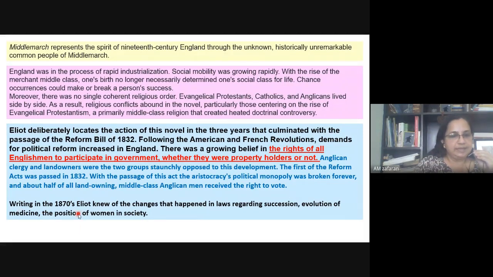Now, writing in the 1870s, Eliot knew of these changes. She was aware that these changes had happened in the laws regarding succession, the evolution of medicine, and the position of women in society. So she was writing in a period later than 1832. So she knew that these changes had already happened. And not only that, changes were happening in the field of medicine, changes were happening in the role of women in society. And all that finds echoes in what she writes.